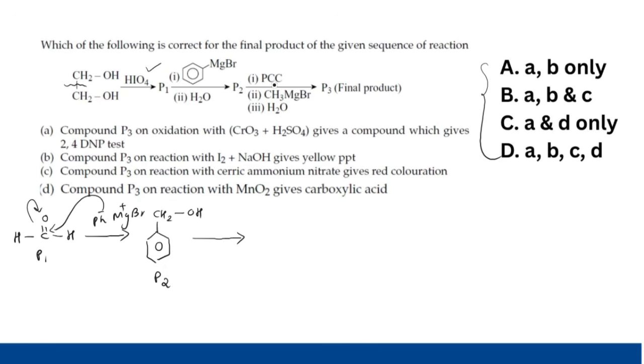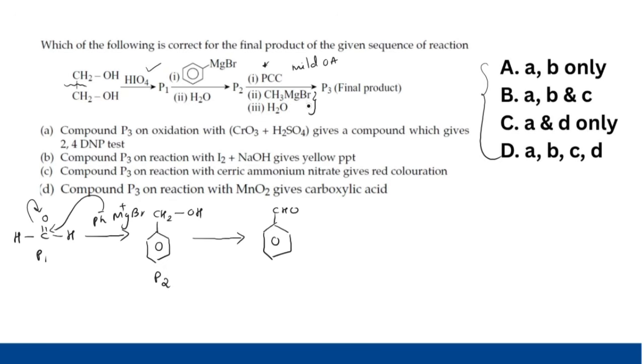This upon treating with PCC, pyridinium chlorochromate, a mild oxidizing agent. It's very selective. That means what? It will convert alcohol to aldehyde. No further oxidation. That's why this is very important. So then what happens? We are going to get the benzaldehyde. Is this our product P3?